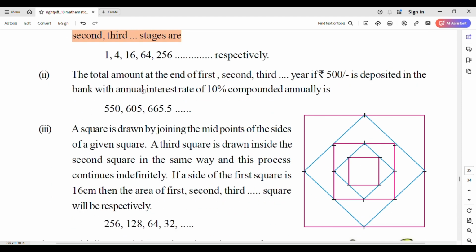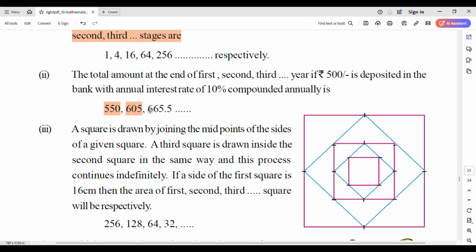Find the total amount at the end of the first, second, third year if 500 is deposited in the bank with an annual interest of 10% compounded annually. So in the first year obviously I'll get 50 rupees interest. So the total will be 550. Then next year I get 10% interest on 550. So that is 2 years, right?